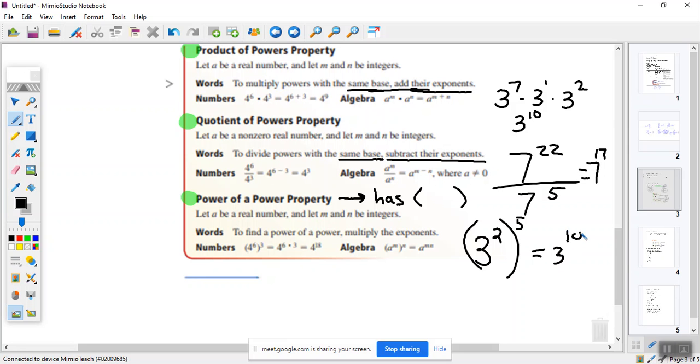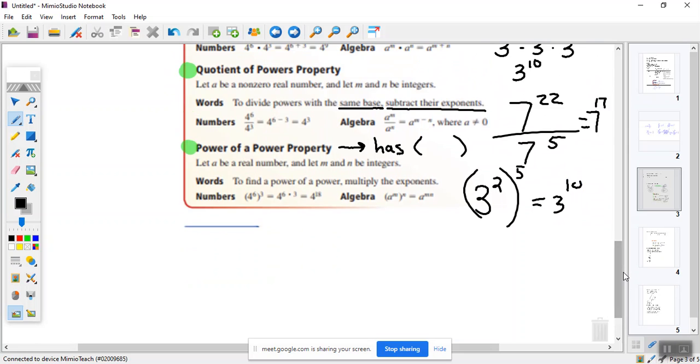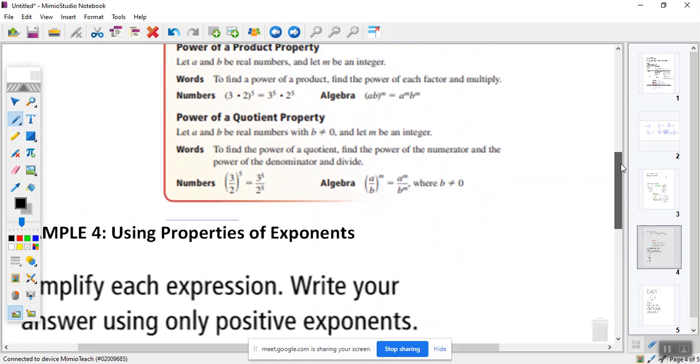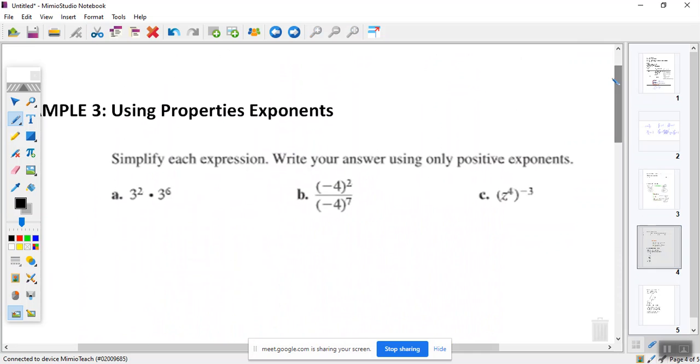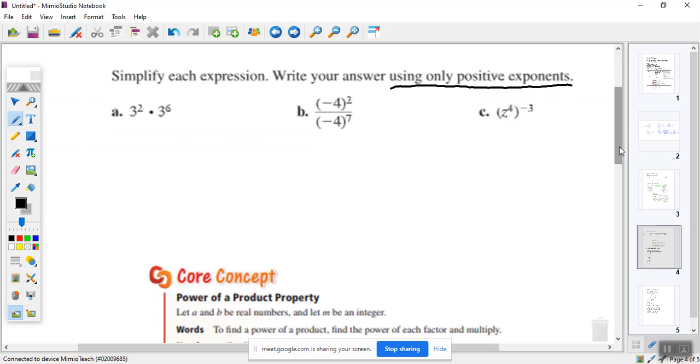All right. So let's see. That page is done. Let's try some examples, kids. I think you guys are good. You guys try this right now, again using only what? Positive exponents. I'm going to give you 3 minutes and 14 seconds to try these three. See what you come up with, okay?